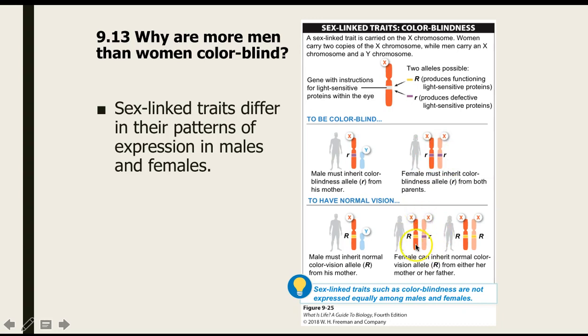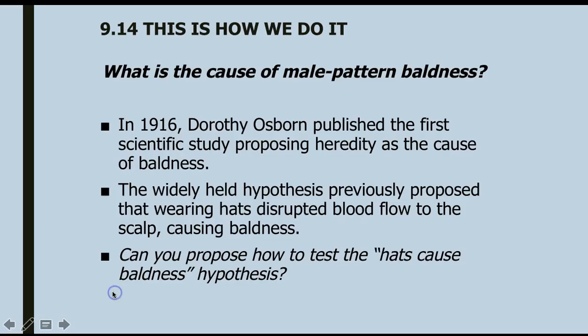Because you have to have two X's, and your dad is giving you one of those X chromosomes, and your mom's giving you the other. So that's colorblindness. But there are other traits that are sex-linked, and they're a little bit more complicated to figure out.